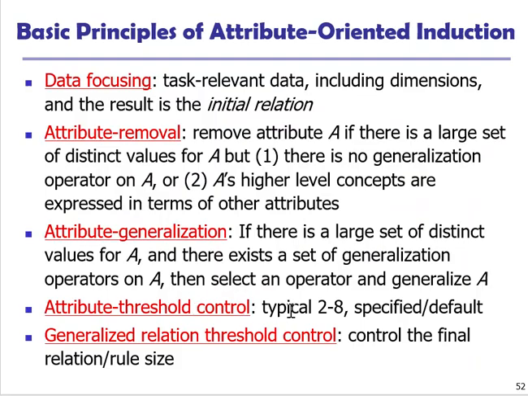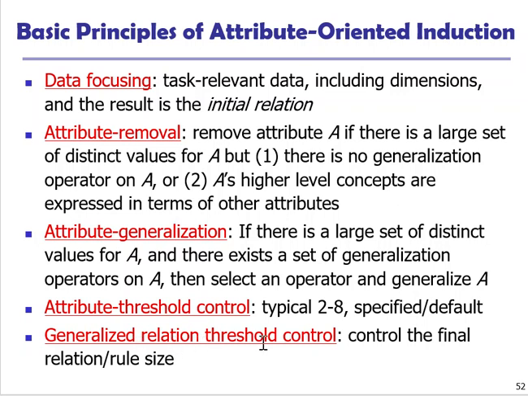Attribute threshold control: we want in the end for each attribute to have a cardinality of between 2 to 8. So gender is one example, it has 2 distinct values. In some other places, maybe majors end up with 8 different major disciplines. So typically it's between 2 to 8. At this level of generalization, it often becomes easier for humans to identify the major characteristics for a concept, for example, in this case, graduate students.